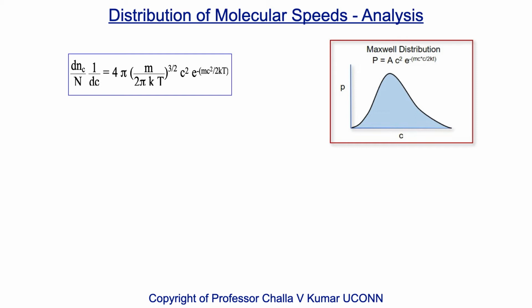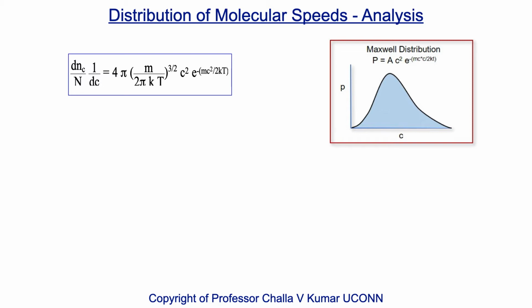Lower-case p is the pressure. The capital P is constant A times c squared. So that's the quadratic term that I just showed you. Initially, it's going to increase quadratically. And e to the power minus mc squared by 2kT is exponentially decaying. So you have a product of two functions.